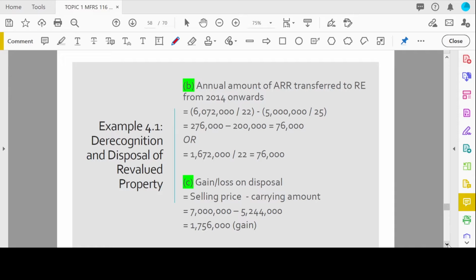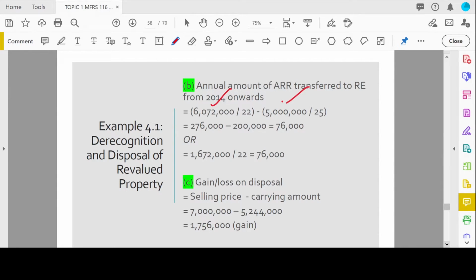You calculate the difference between the original depreciation and the new depreciation based on the new fair value. We also call this new fair value the new gross carrying amount. 5 million is the old gross carrying amount. So the old depreciation is 5 million divided by 25, and the new one is 6.072 million, the fair value at the date of revaluation, divided by the remaining useful life, 25 minus 3 equals 22.